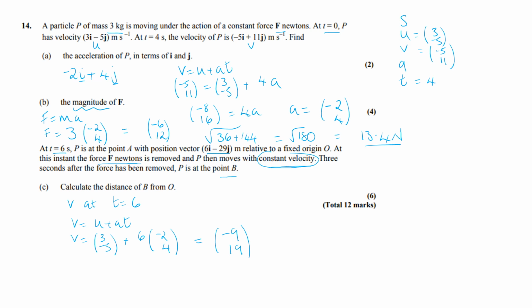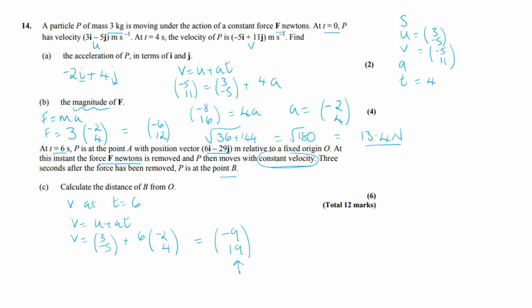So because we've now got constant velocity, if you think of a constant speed, it goes that many meters every second, and we want to know where we're going to be when we're traveling 3 seconds at this constant speed.